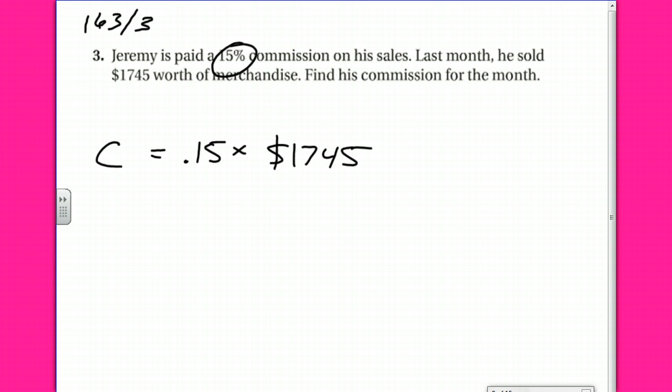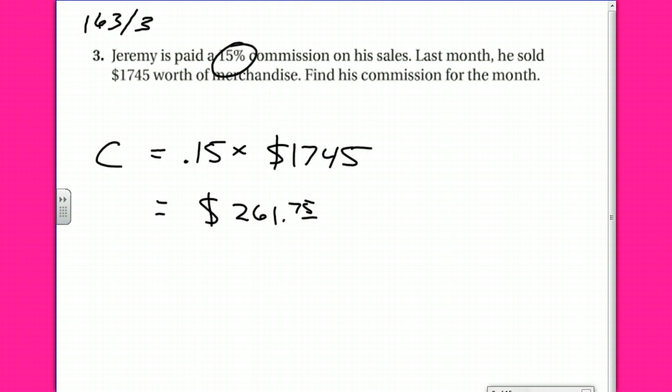Right, this is going to be the commission. And then we just simply go carefully do the multiplication. And who has it? What do you have, Stuart? I have $261.75. Does anyone agree with this? Yes. Yeah. Okay, so if we have that much agreement, it must be true.